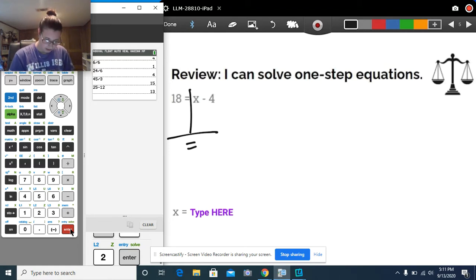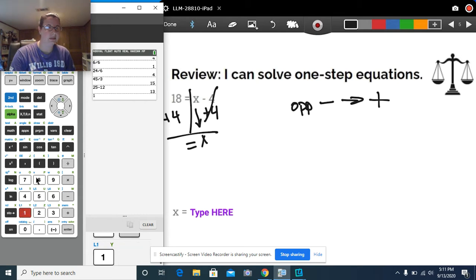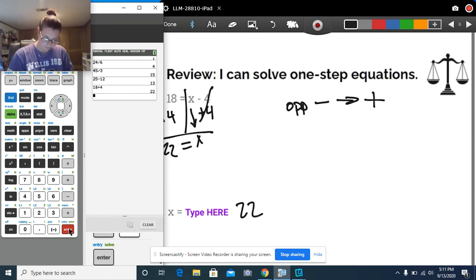X minus 4, and the opposite of subtraction is addition. We want to add our 4 over here, so those will cancel out. Add our 4 over there. We bring our x down, and 18 plus 4 is equal to 22. So our answer 22 goes there.